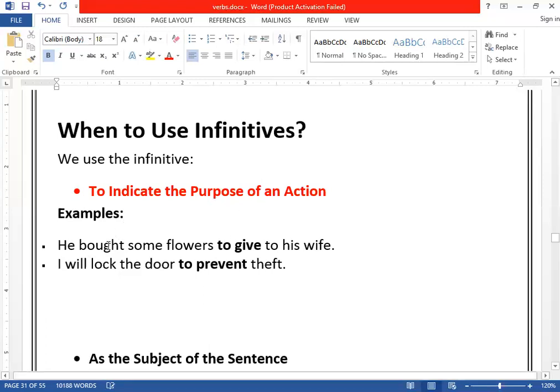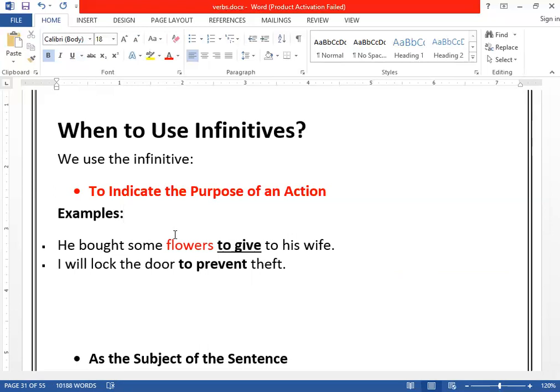Let me give you an example. He bought some flowers. He bought what? Some flowers. For what purpose did he bought these flowers? To give to his wife. So "to give" is an infinitive, showing the purpose. So we use infinitive when you want to show or indicate the purpose of doing something.